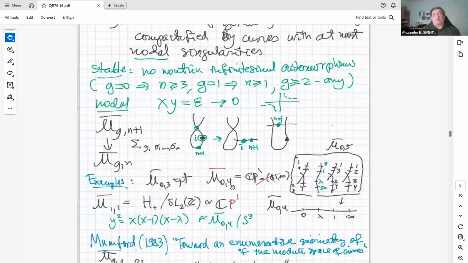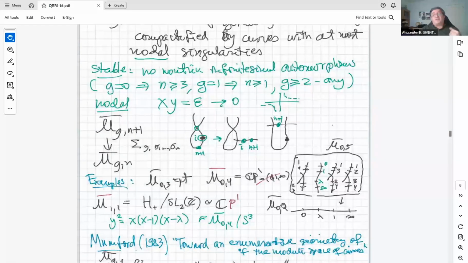M_{0,4} without the bar. Well, it's equivalence classes of 4 mark points on the sphere. And there is a cross ratio. You can make the first 3 points to be 0, 1, and infinity, but then the fourth mark point will be some complex number lambda, which is different from 0, 1, and infinity. So therefore, this M_{0,4} is CP1 minus 3 points, 0, 1, and infinity.